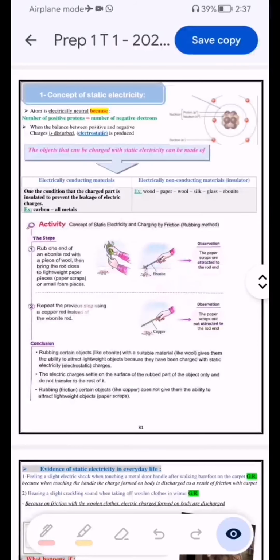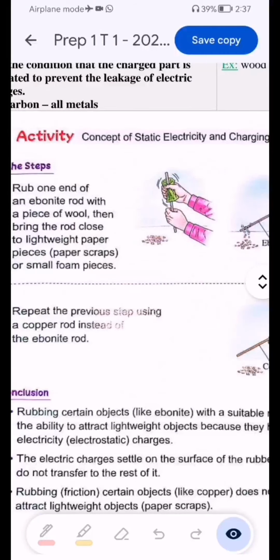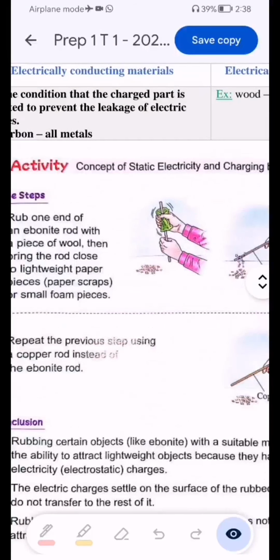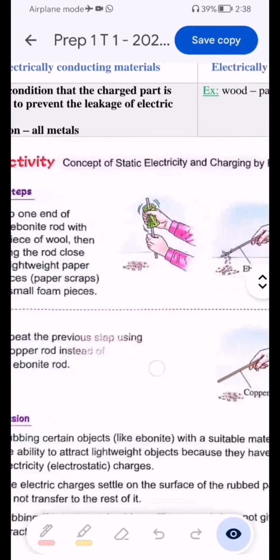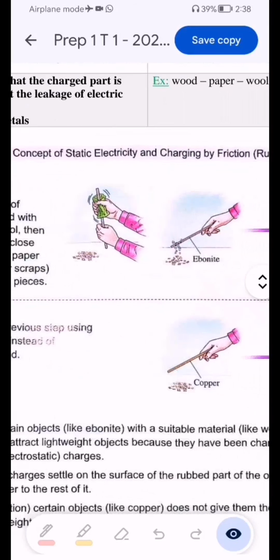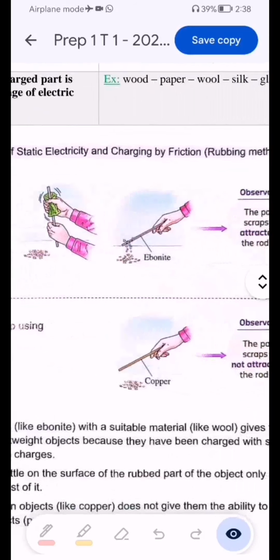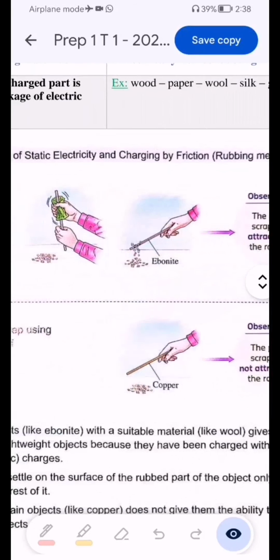Look at this activity. We have an ebonite rod. Ebonite is a material like rubber. And we have a piece of wool, and we will rub them together, making friction between them. Okay? Then bring the ebonite rod close to paper pieces or paper scraps. What happened? What can you observe? The paper scraps will be attracted to the ebonite. Why? Why is the paper attracted?